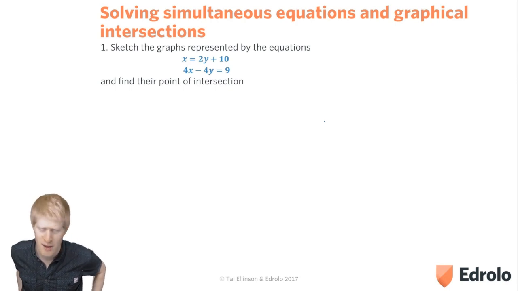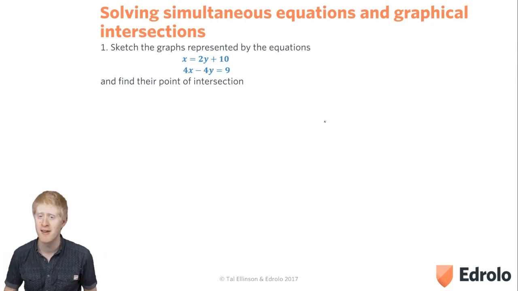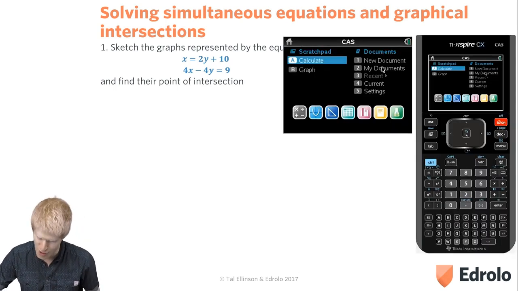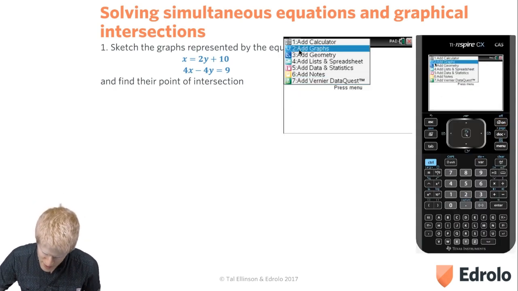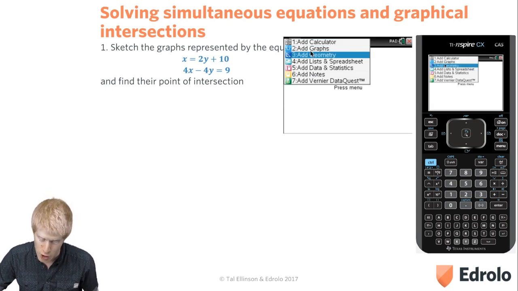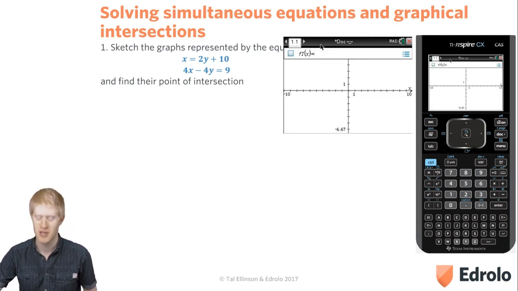Alrighty, how do we sketch graphs, then analyze them, and find their points of intersection? Well, you go to your calculator, you draw them, and then you use your intersection tool. Let's have a look. You go home. Let's go home. I want to create a new document. I won't save this one, and I'm going to add a graph document. And I want to put in my equations.